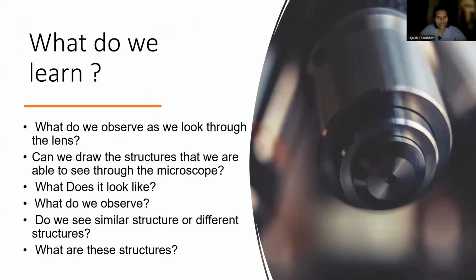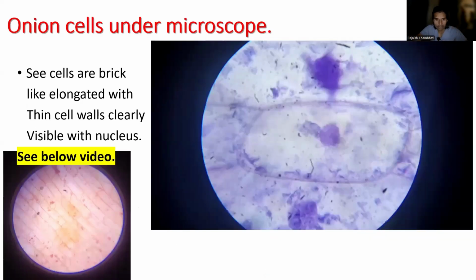The third question says, what does it look like? I just drew it, so it is looking like a brick-like structure. What do we observe? We observe cells, obviously. Do we see a similar structure or a different structure? This is the question. And what are these structures? These are the last two questions. Let us go back again.